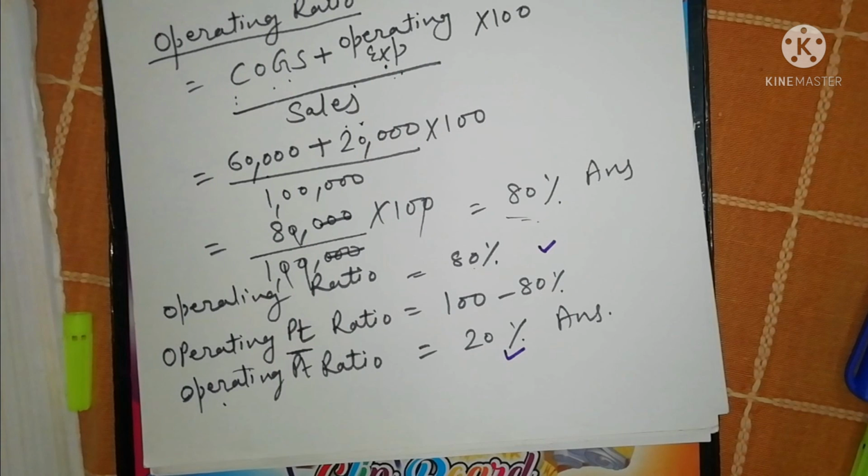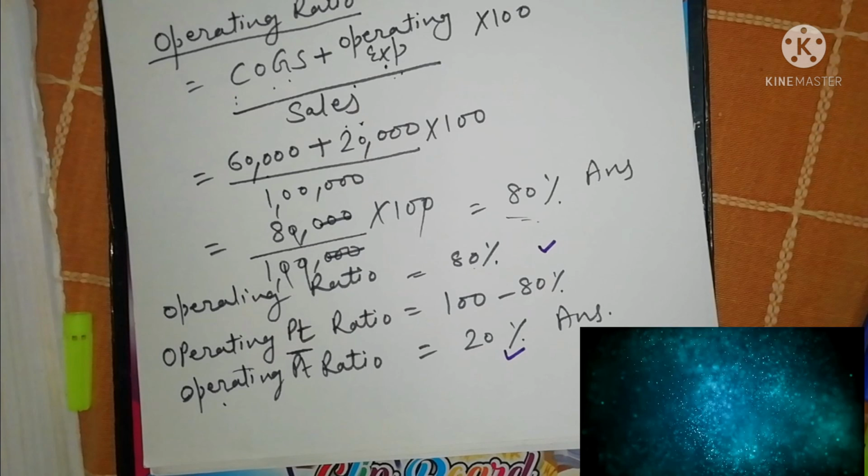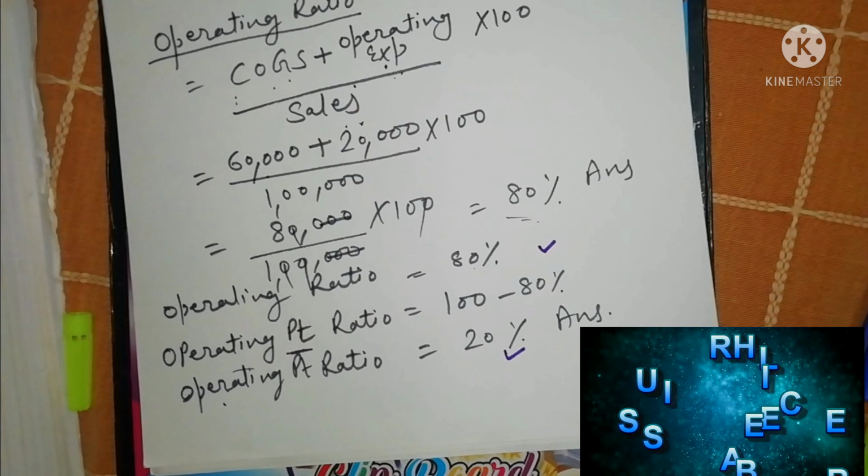So students, in this video you have learned how to find out the cost of goods sold, how to calculate operating ratio, and how to calculate the operating profit ratio. So students, in this video only this much. Thank you. Thanks for watching.